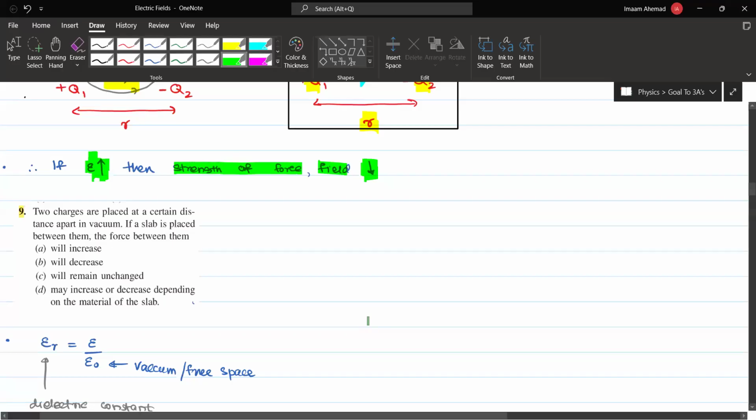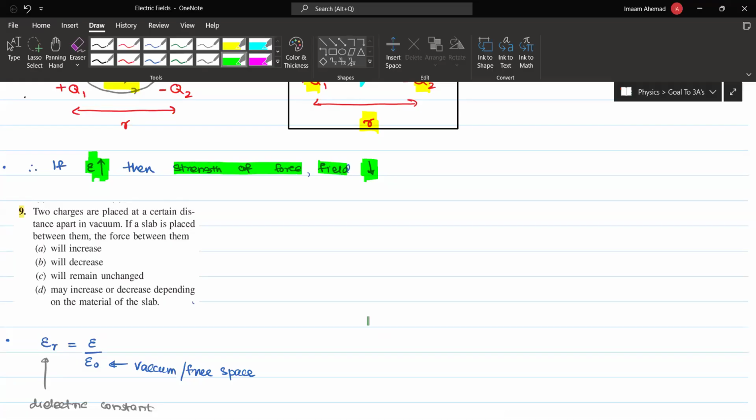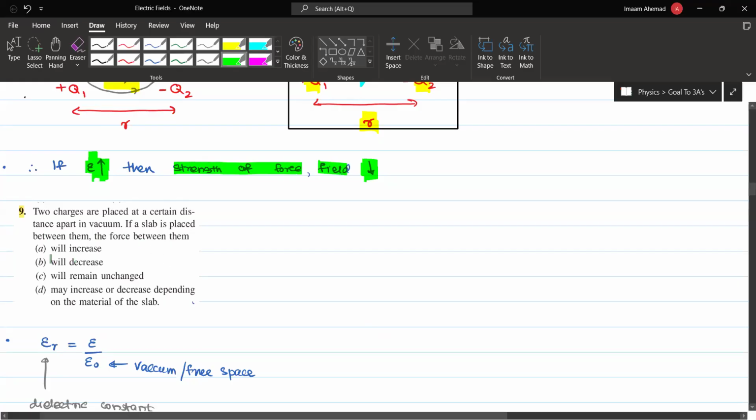What happens? It has to decrease, right? It has to decrease because it's absorbing some of the field lines. Okay. Dielectric medium absorbs some of the field lines. Therefore, the force between them reduces.